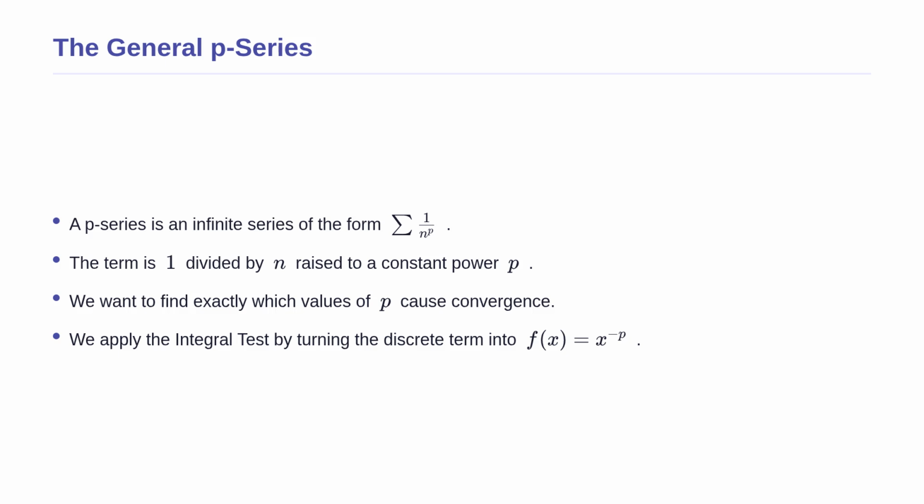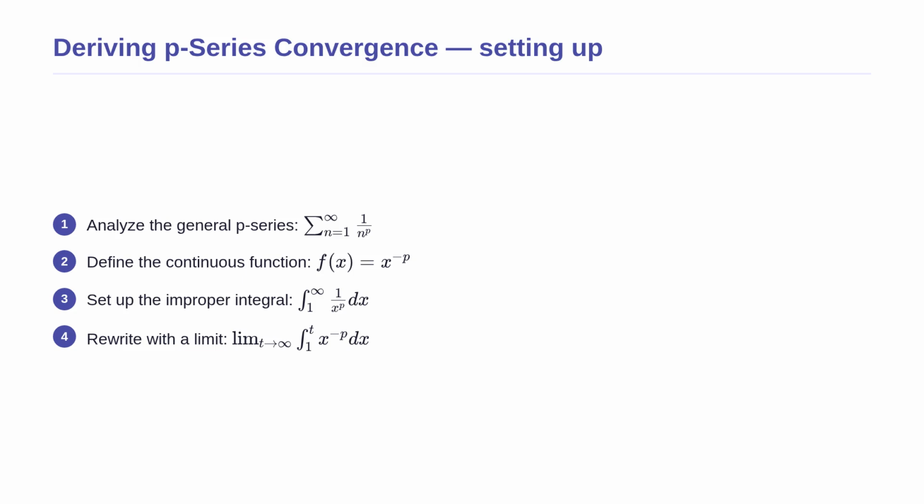Our goal is to find out exactly which values of the power p will cause this series to converge to a finite number and which will cause it to diverge to infinity. To do this, we will once again turn our discrete terms into a continuous function and apply the integral test. Let us set out to prove the convergence behavior of the P-series using the integral test.